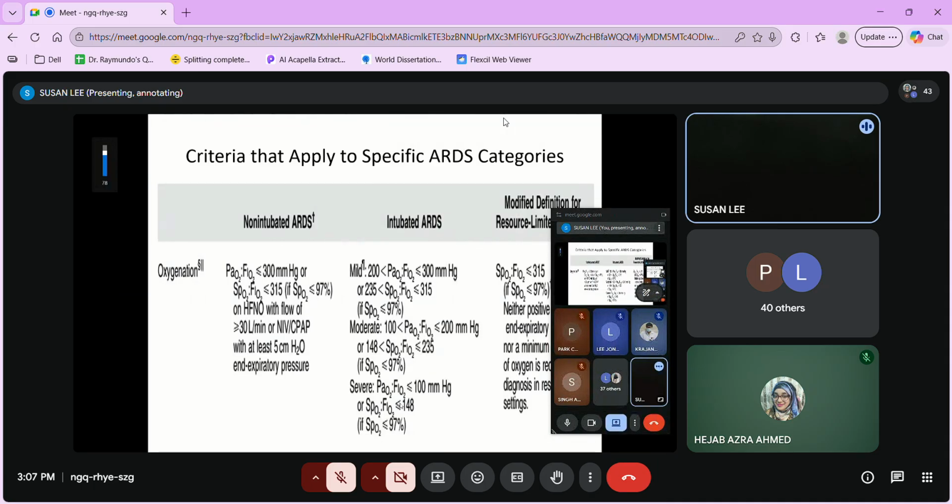Okay. So this is if your oxygen saturation is less than 90%. And for severe, it has to be less than, okay.